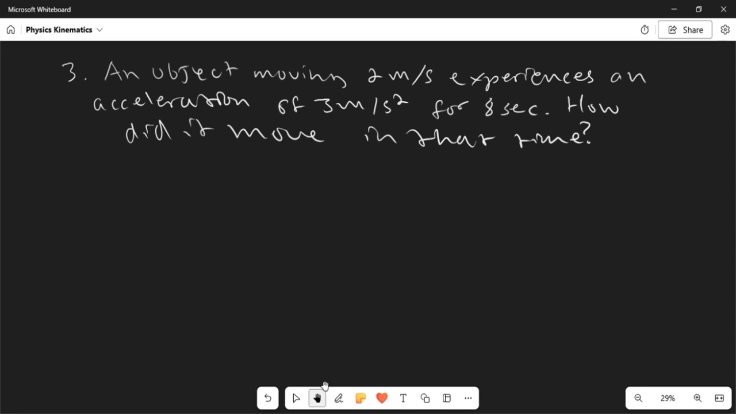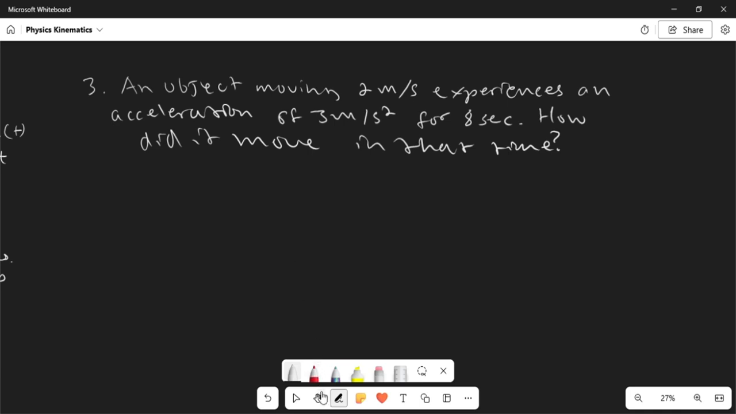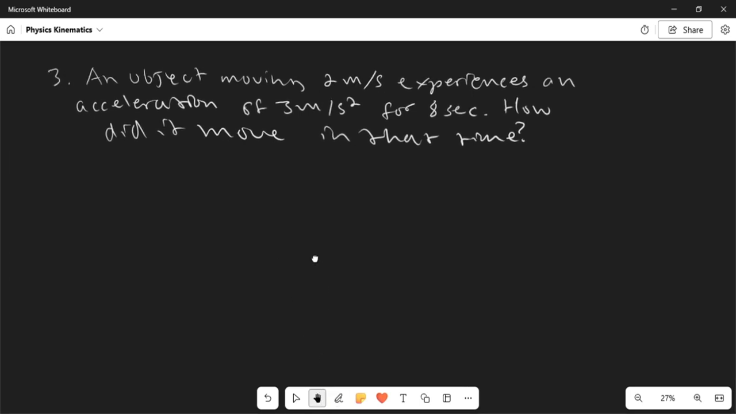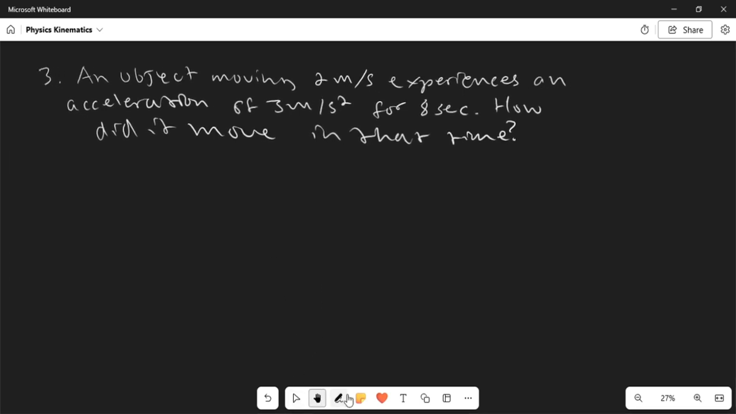Okay guys, so let's now take a look at problem 3. You guys can solve this one by yourselves if you please. Okay, so let's see here. Problem 3 says an object moving at 2 meters per second experiences an acceleration of 3 meters per second squared for 8 seconds. How far did it move in that time? So let's list out our variables.